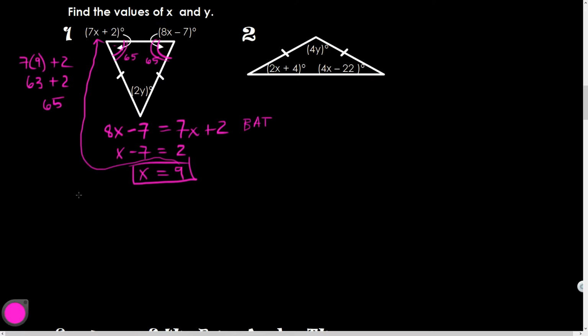But how am I going to find y? Now, it looks like these are 3 angles in a triangle, friend. Those angles add up to 180. So I'm going to say the following: 2y plus 65 plus 65 equals 180.